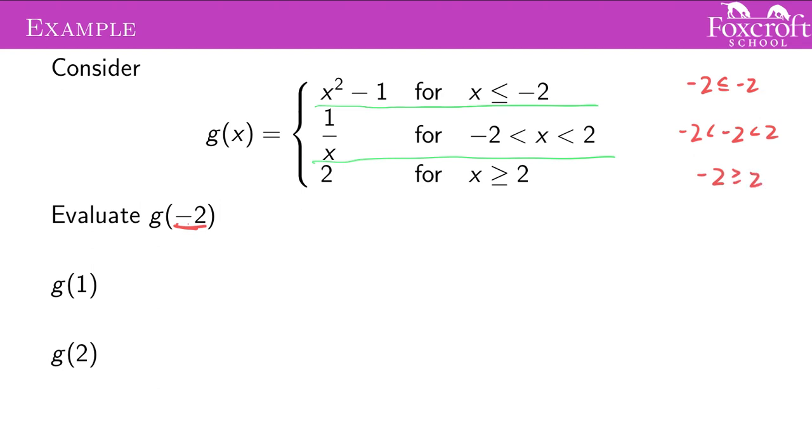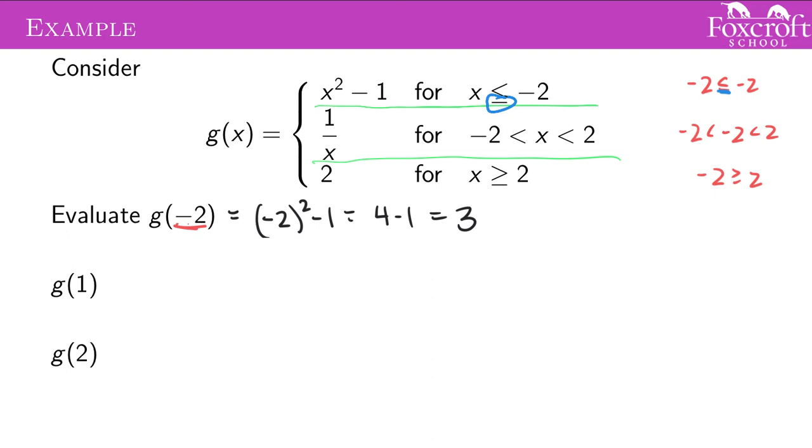All right, is -2 less than or equal to -2? Is -2 bigger than -2 and less than 2, or is -2 bigger than or equal to 2? -2 is exactly the same as -2, so because of this equal sign here, I'm going to plug this into the top rule. When you're on the border, make sure you use the one that has the equal sign. That's going to be negative 2 squared minus 1, 4 minus 1, and that's 3. So when I'm plugging in exactly negative 2, I'm using the top rule.